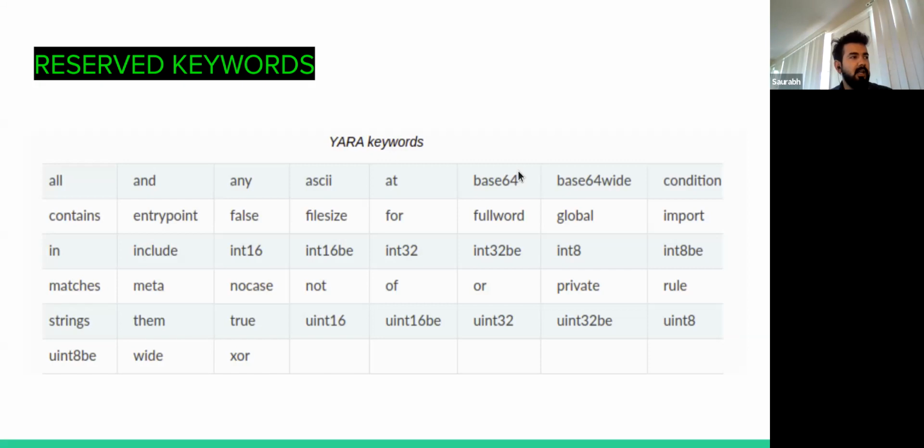These are reserved keywords in Yara. You cannot use those words as identifiers while writing a Yara rule, because they are used as Boolean logical expressions to define the conditions. For example, this uint16. This is how you give a signature of a particular file.